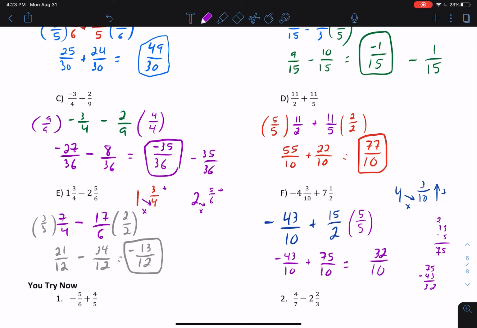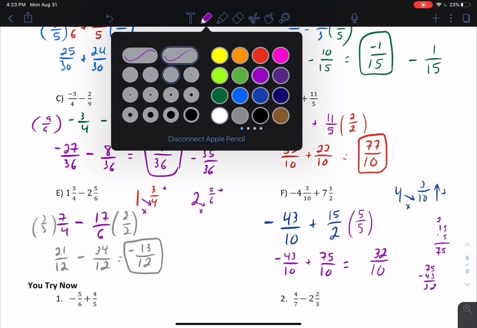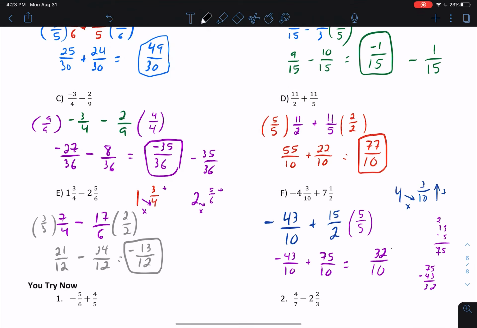Okay, now 32/10, I can simplify that. For 32/10, what goes into both 32 and 10? Well, 2 does. If I divide both the top and the bottom by 2, 32 divided by 2 is 16. 10 divided by 2 is 5. So this is going to simplify to give me 16/5.